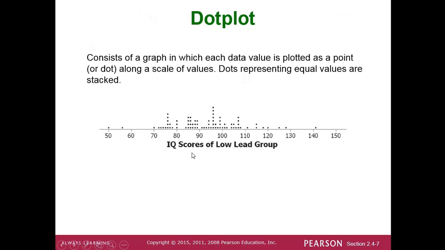A dot plot consists of a graph in which your data values are plotted each as points, kind of along a number line. So for example, if we look here at 91, 92, 93, 94, 95, there are a lot of those, but there's only one 111 and only one 141. You can kind of see very quickly where the bulk of your data is falling. And if there are multiple data values at one spot, they're just stacked on top of each other. So it gives you almost like that little image of a normal curve starting to form.